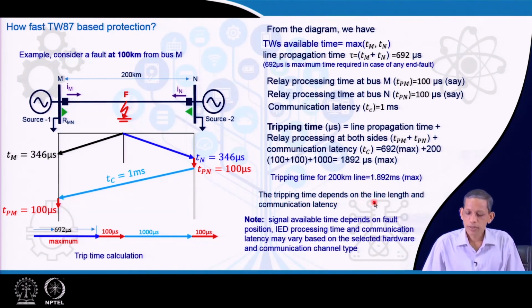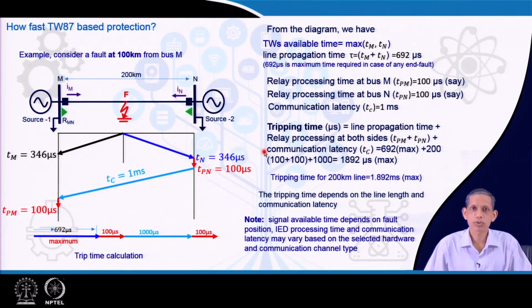So, the tripping time depends on the line length, the communication latency and the corresponding fault position. In general, signal available time depends on fault position, the IED processing time and communication latency may vary based on the selected hardware, communication channel and so on. So, we see here this is less than 2 millisecond for a line of 200 kilometer, and if the line length is larger it might take 4 millisecond to 5 millisecond kind of thing. That shows how fast the TW87 is.